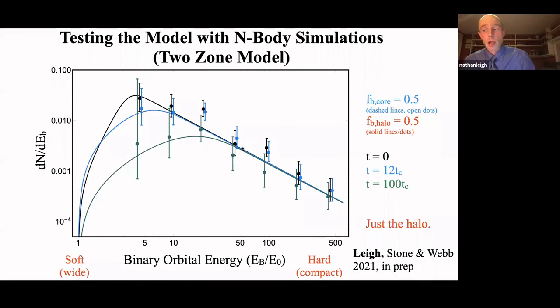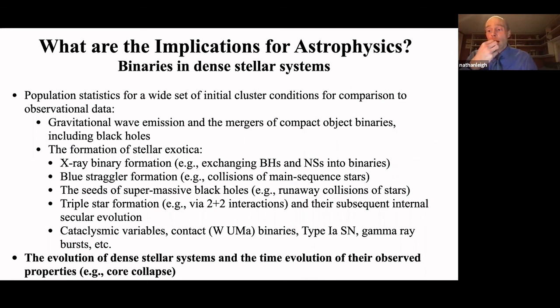And so just to wrap up, I think I said most of this: what we can do with our analytic model is population statistics for a wide set of initial cluster conditions for comparison to observational data. But by comparing observational data, we can actually work backwards to constrain the initial conditions in dense stellar environments. And so how does this work?